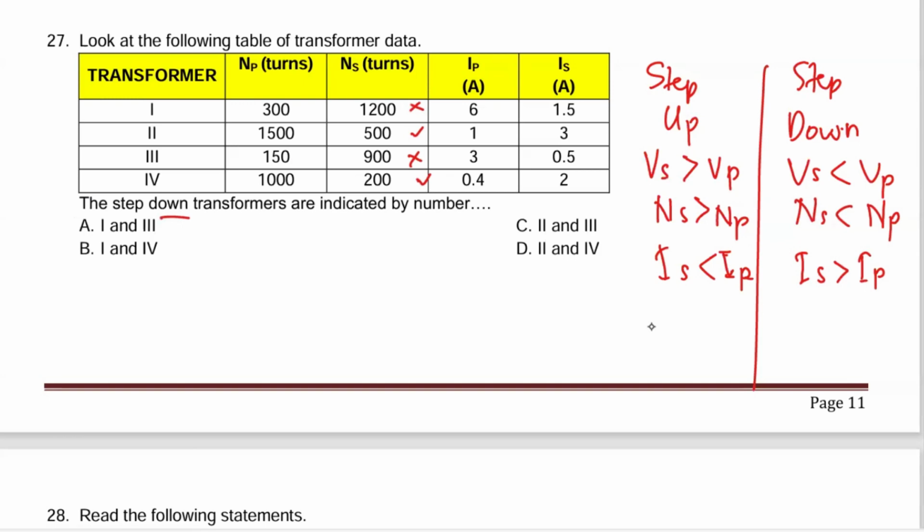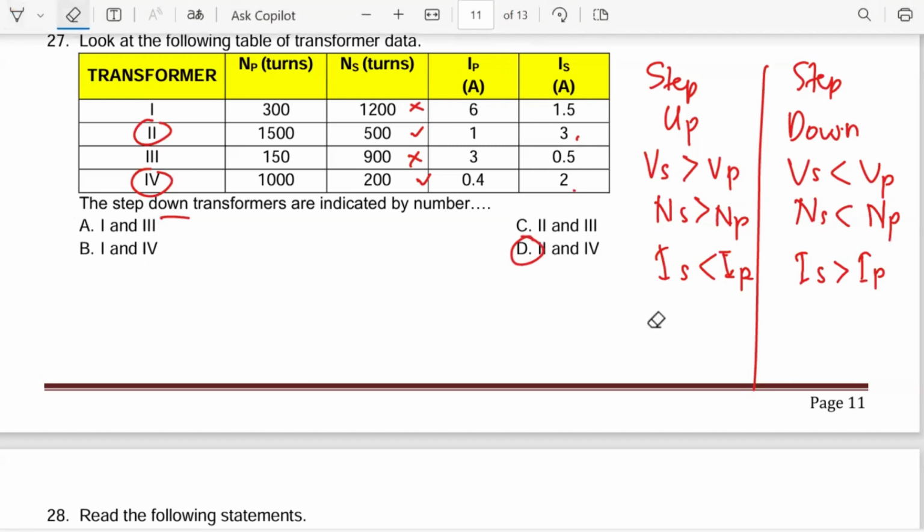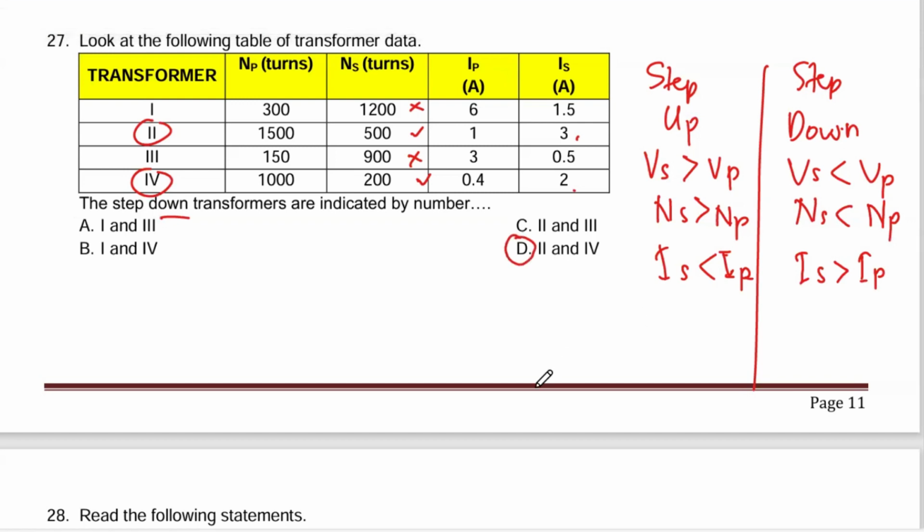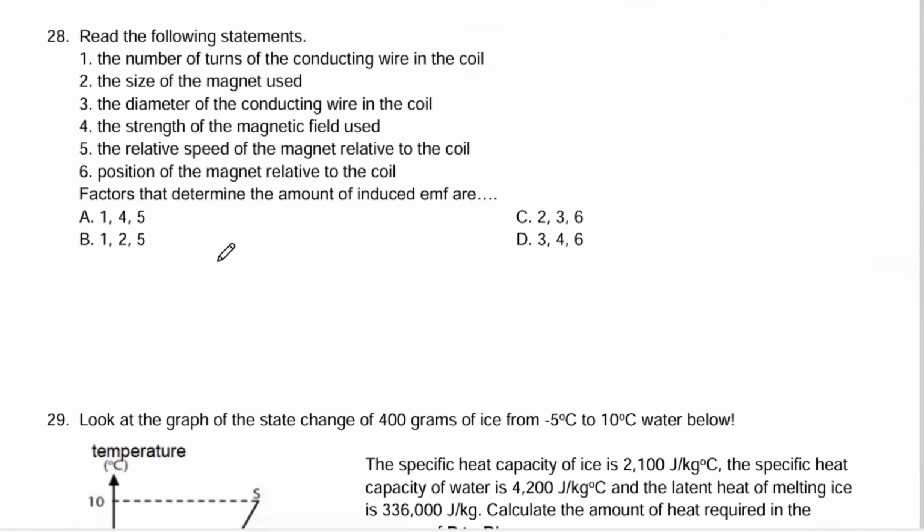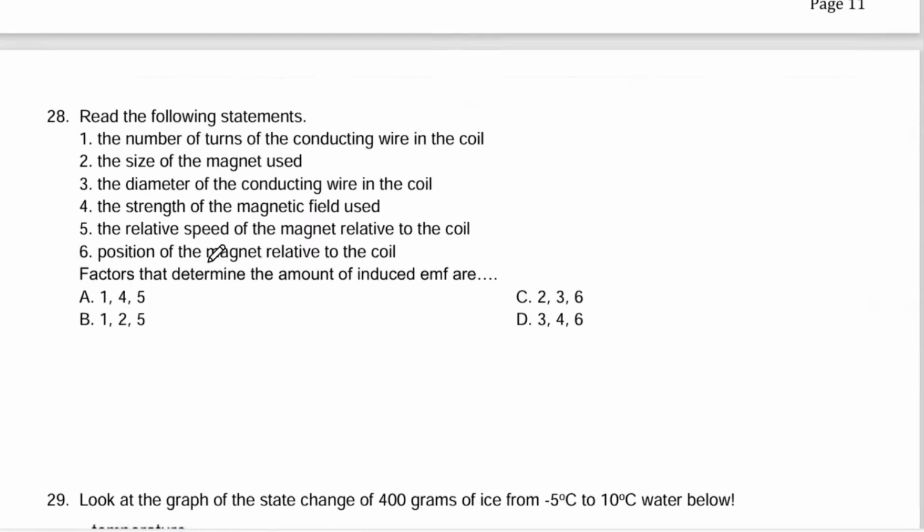Okay. Oh, we got the answer already. But we check IP and IS, guys. The step down says that IS is bigger than IP. So we check here: IS bigger, IS bigger. Okay, so the answer is 2 and 4. So that's D, 2 and 4. That was question number 27. The next one, there is question number 28.